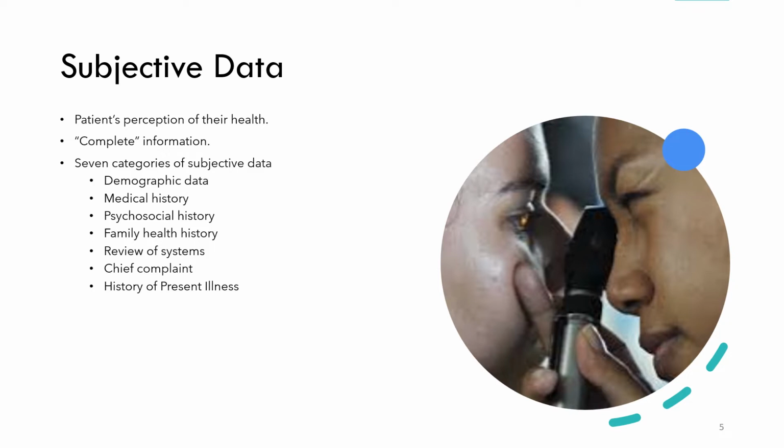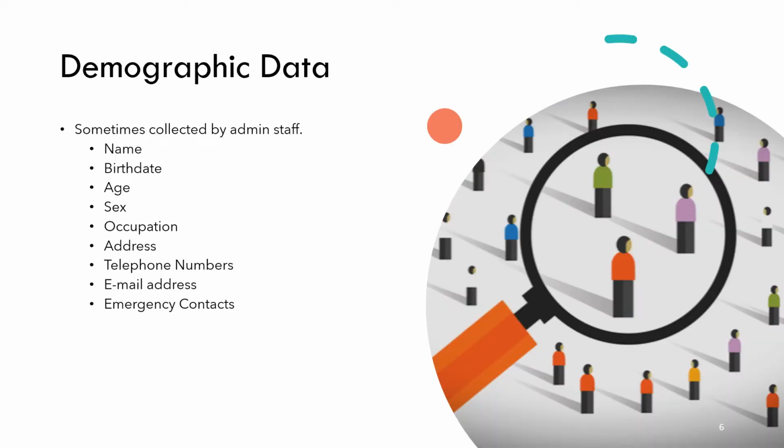There are 7 categories of subjective data needed from the patient: demographic data, a medical history, psychosocial history, family health history, a review of systems, a chief complaint, and then the history of the present illness. In many practices, demographic data is something that will be collected by administrative staff. The following components fall into this category: name, birth date, age, sex, occupation, address, telephone numbers, email addresses, and emergency contacts.